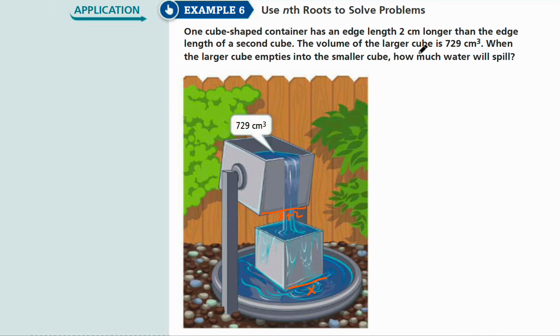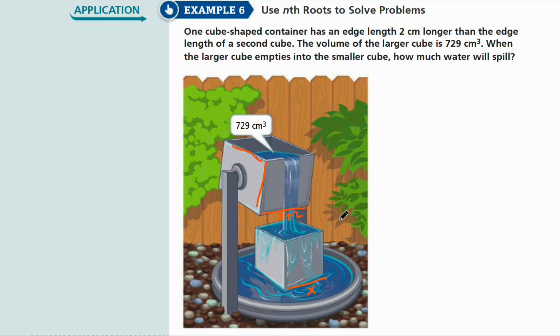Okay, so set up an equation. x plus 2 to the power of 3. This is a cube, so all the edges are the same length. So side times side times side would be the volume. So x plus 2 cubed would be 729, and that would give us an equation to solve for x.